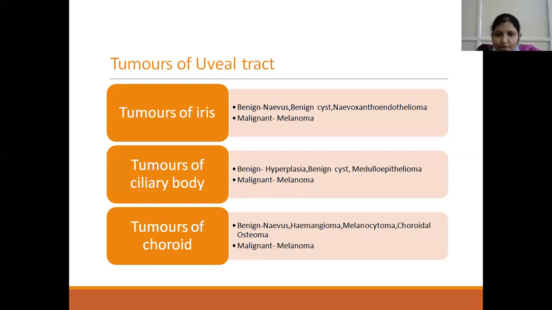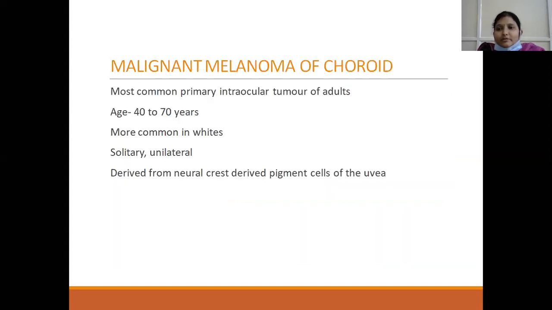In tumors of the choroid, we have benign tumors, that is nevus, hemangioma, melanocytoma, and choroidal osteoma. In all these tumors, the malignant tumor is melanoma. Of all these tumors, the tumor which is important to you is malignant melanoma of the choroid, which I will discuss in detail. So we will proceed with malignant melanoma of the choroid.